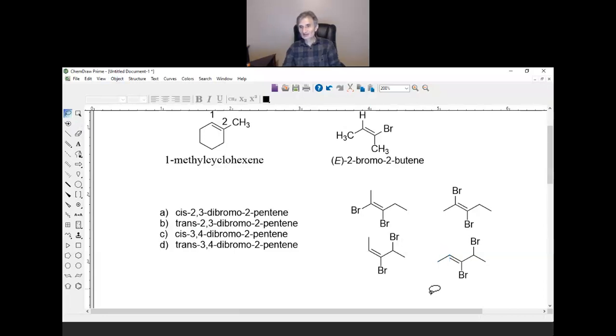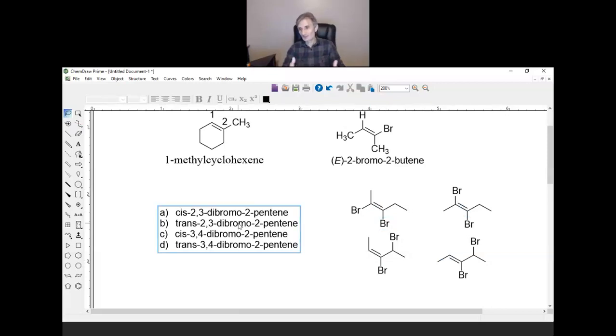And so here we have A, B, C, and D. And when we are comparing stability, we can see that A and B double bonds are tetrasubstituted. They have four substituents, while C and D are trisubstituted. So A or B are going to be more stable. And when it comes to the two of them, B is trans. Trans is more stable than cis, so B is the correct answer.